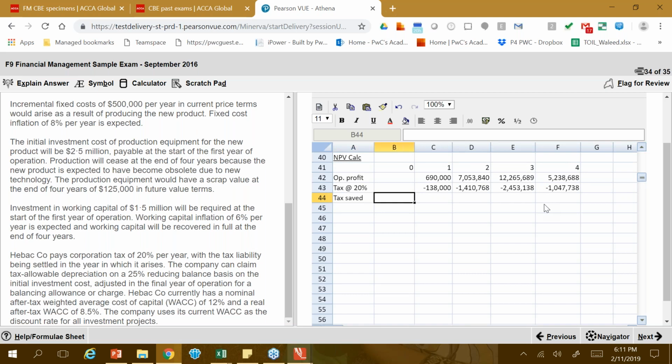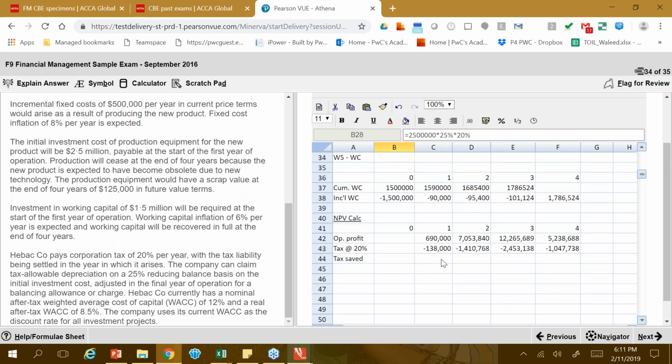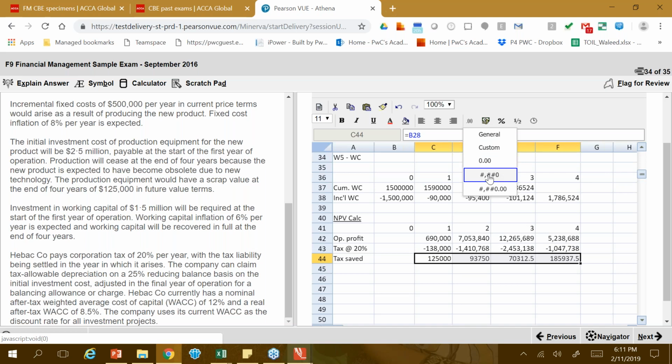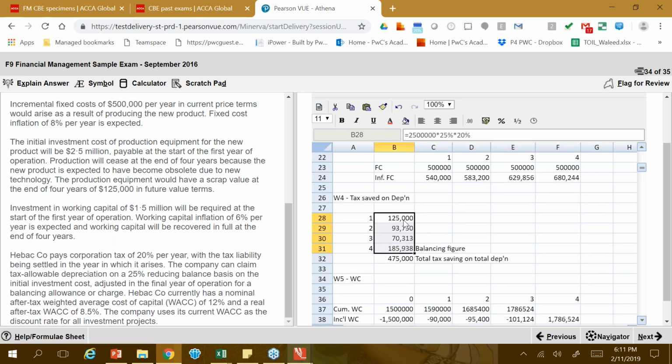Then my tax saved on depreciation. We've already done that, so I'll go back to my workings and take these cells, B28, B29, B30, and B31, and bring them here. So just referring back to the tax saving on depreciation working and bringing in all my numbers from there. B28, B29, B30, B31, in all these years.